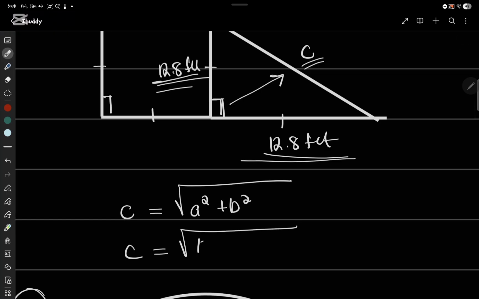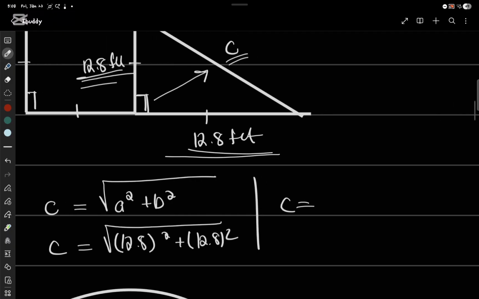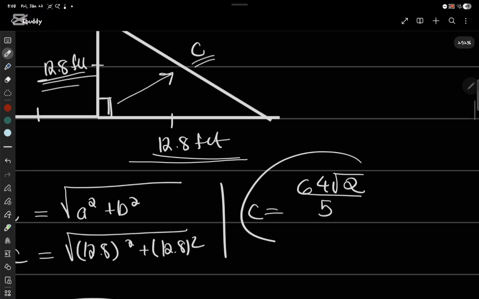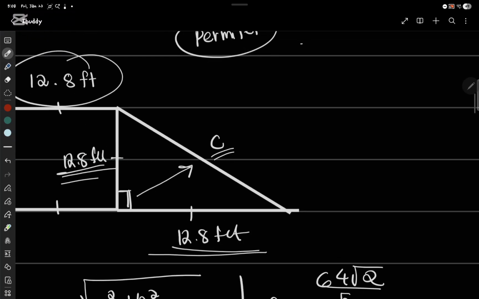So A here is 12.8, and B is also 12.8. So C will be this number. It's important that we leave it in the exact form of the fraction, because you want to get the perimeter, right?